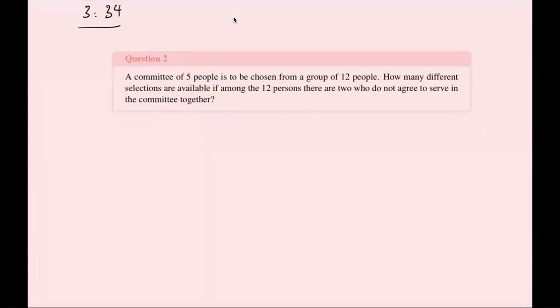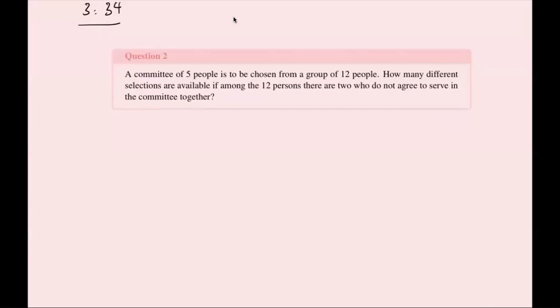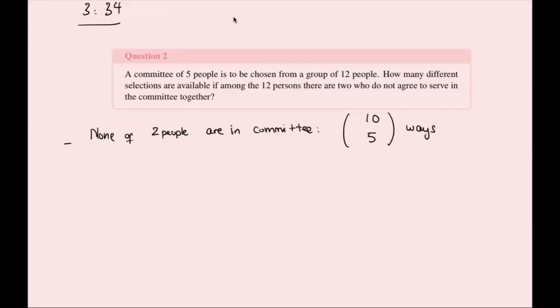We have to do cases, right? Because it really depends. It can be that none of the 2 people who do not agree to serve together are in the committee. Then how many ways can this be done? If we exclude those 2 people, we only have 10 people left, and we want to form a committee of 5. So we have 10 choose 5 ways for this to be done.